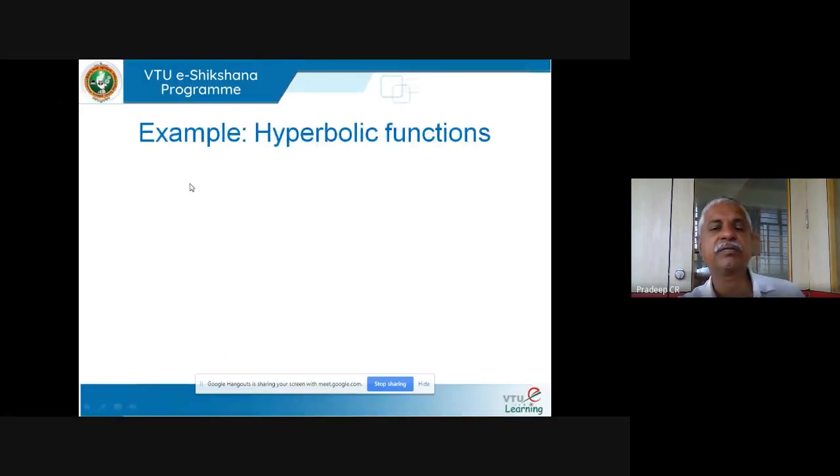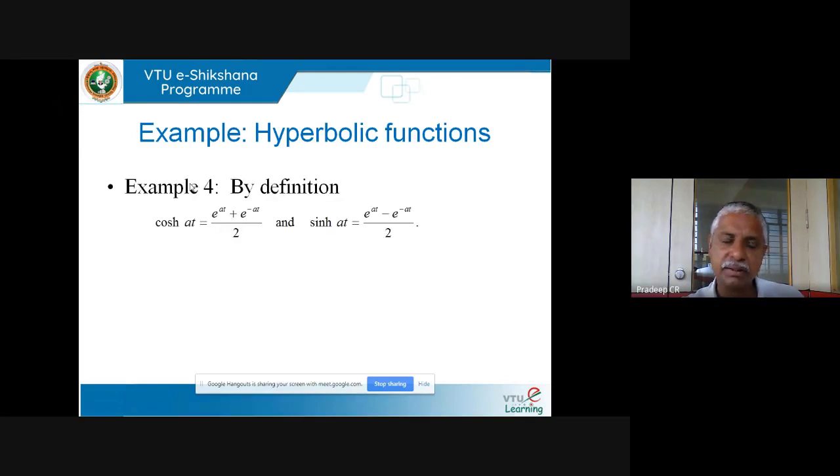So the next functions for which I want to find the Laplace transform are hyperbolic functions. Many of you may not remember the definition, so I am writing it down here. Cos hyperbolic at is e power at plus e power minus at, by 2. And similarly, sin hyperbolic at is e power at minus e power minus at, by 2. Don't ask me why it is so. This is the definition of cos hyperbolic and sin hyperbolic.